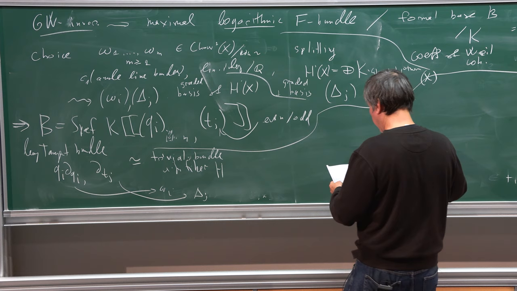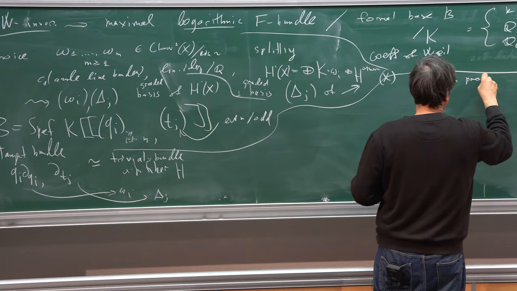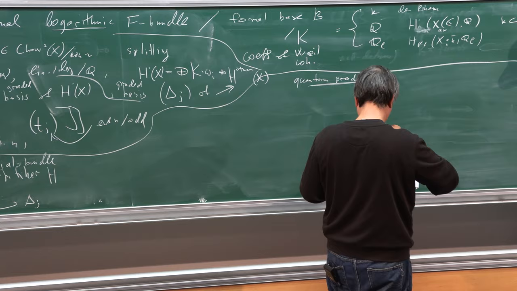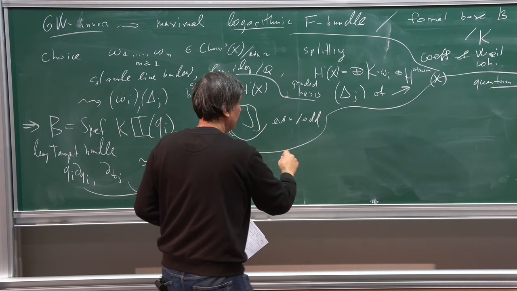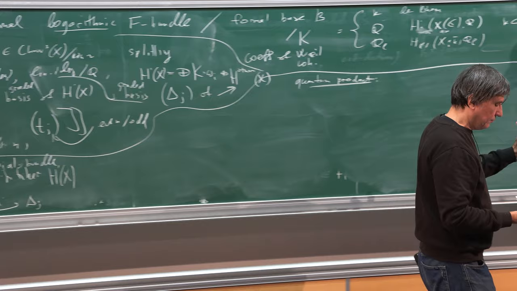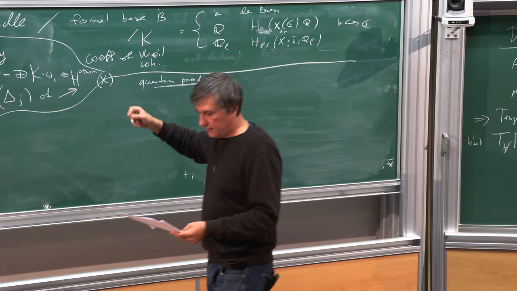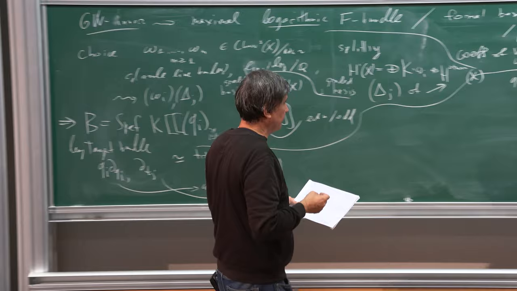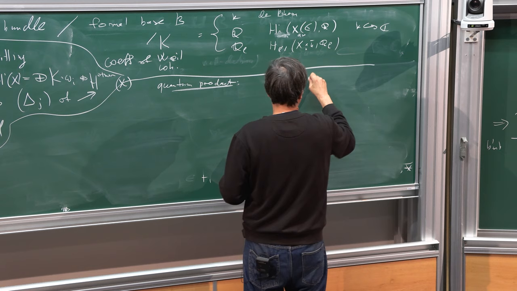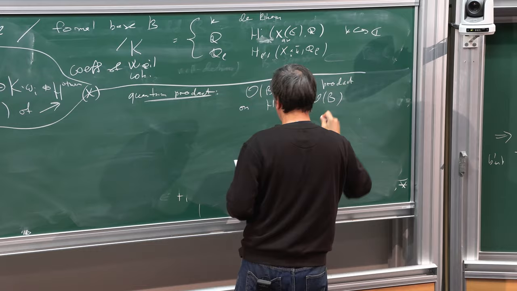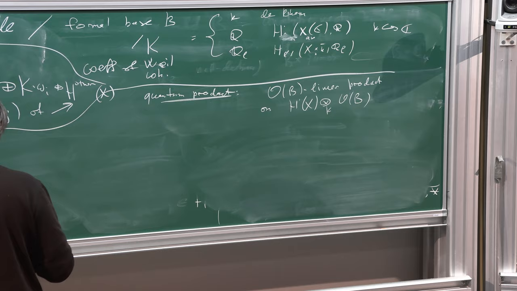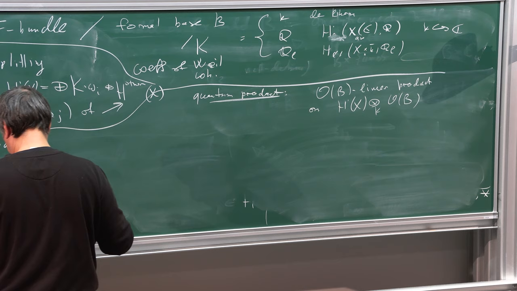Now I'll describe what is a quantum product. Is the fiber H not related to cohomology, or it is? It's just cohomology of X, yeah. The fiber will be exactly the cohomology of X. Just a second, before I define the whole thing, I do something before I do the bundle. I just want to say that the quantum product will be a product on O_B-linear, product on cohomology of X tensor O_B. Eventually we can send this product not in bundle, but I just give the multiplication on cohomology depending on the point on the base, roughly.